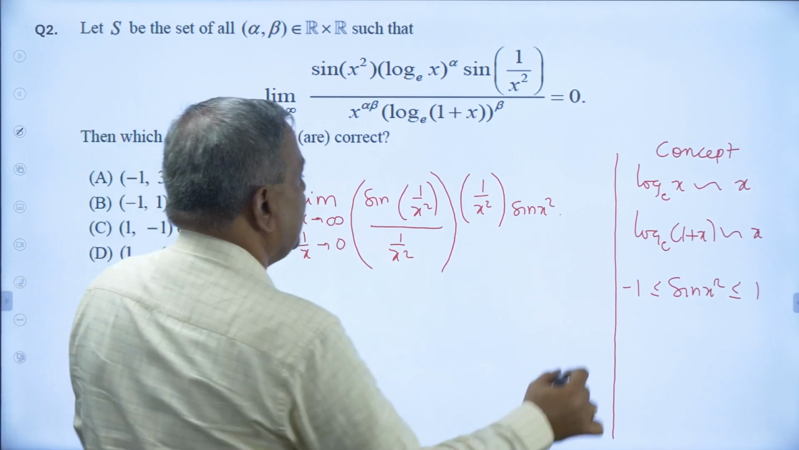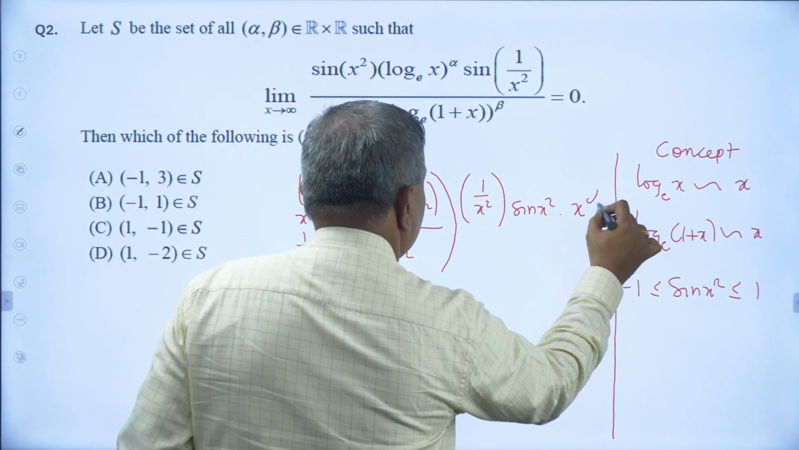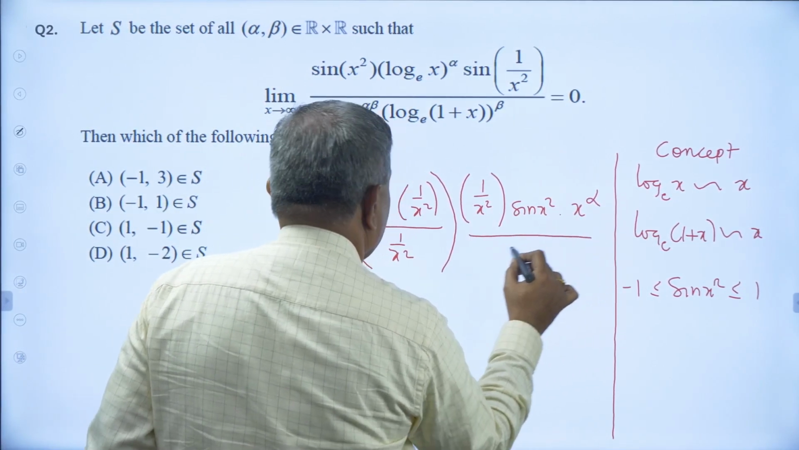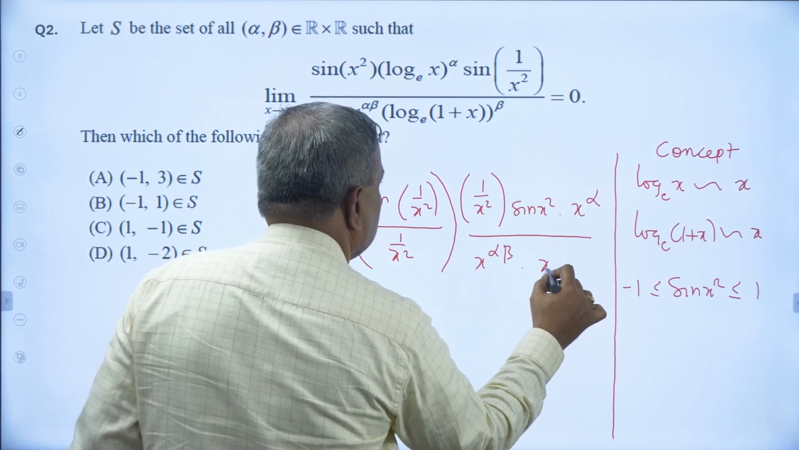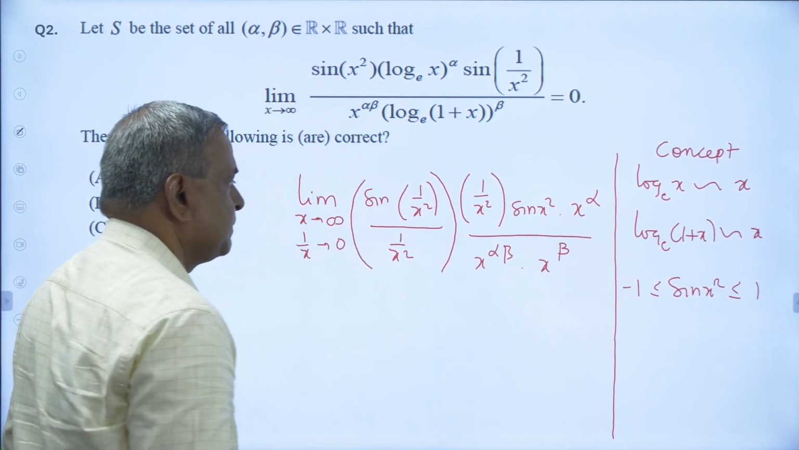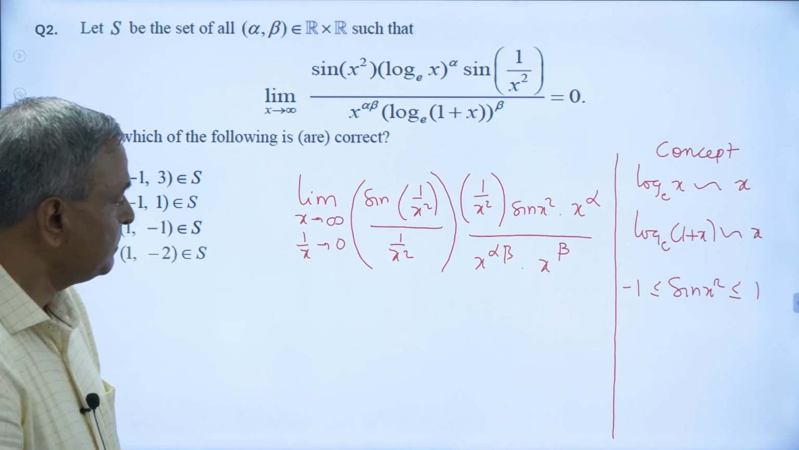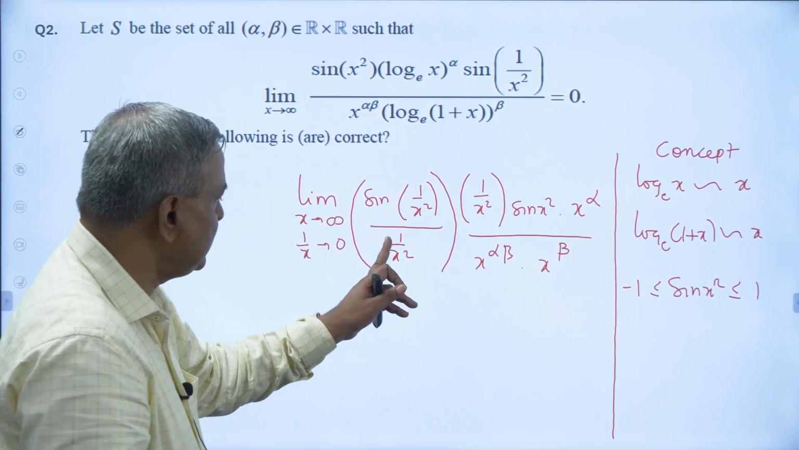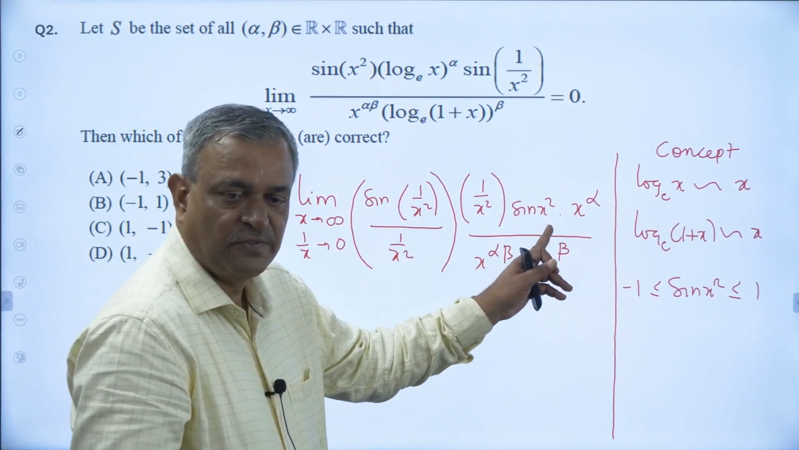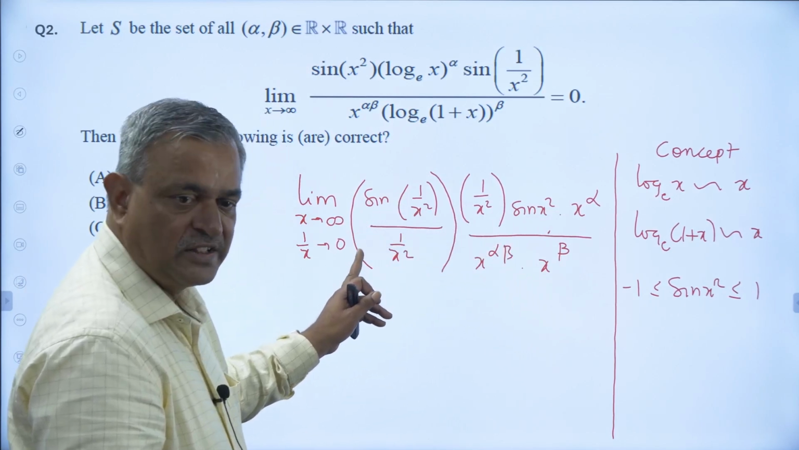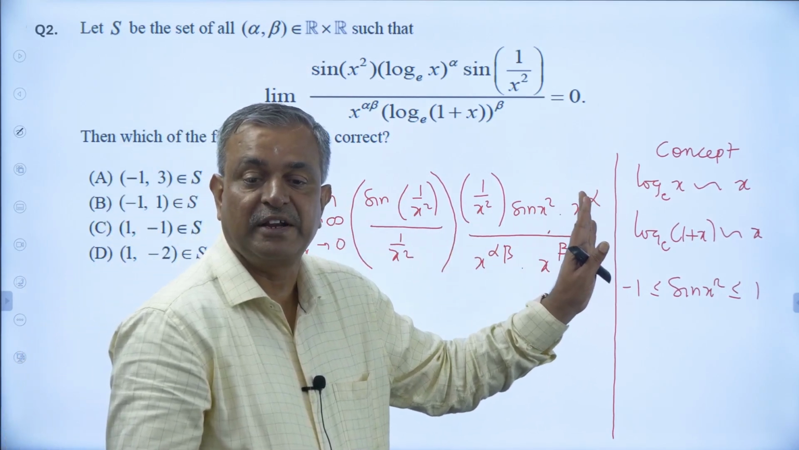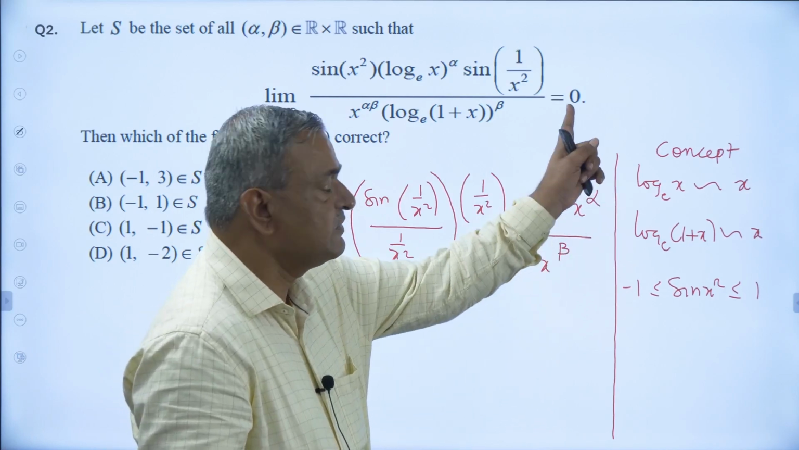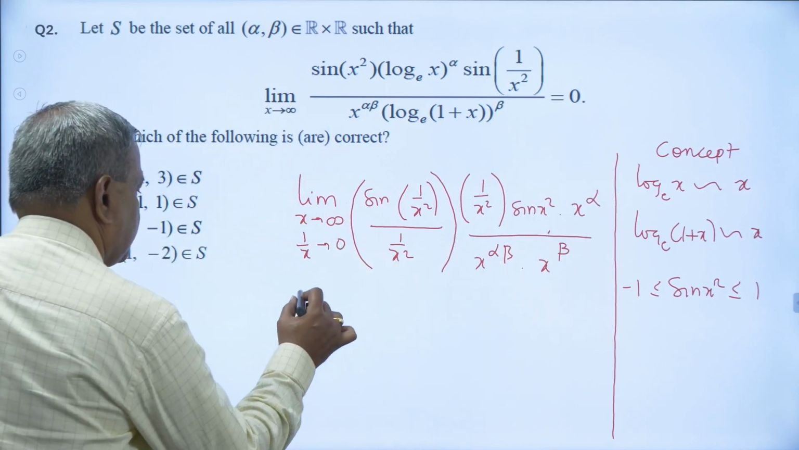So this we take as x to the power alpha. The denominator we take as x to the power alpha beta, and this is x to the power beta. So this is the finite limit. This value is 1. This is a finite quantity, this is a finite quantity. So with finite quantities, the other part you must make 0 because the limit value is 0.